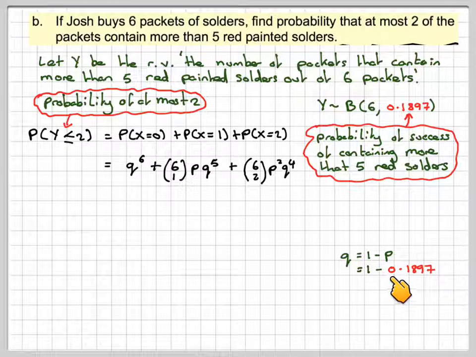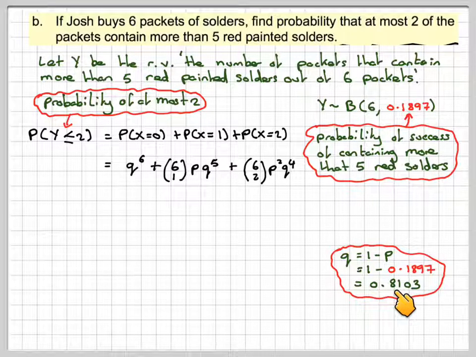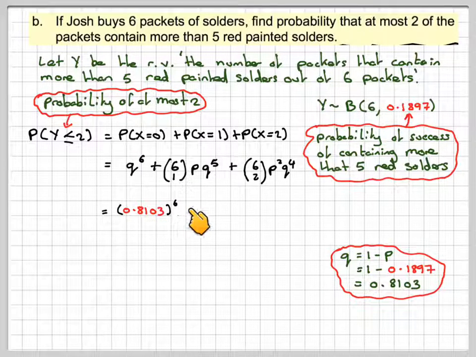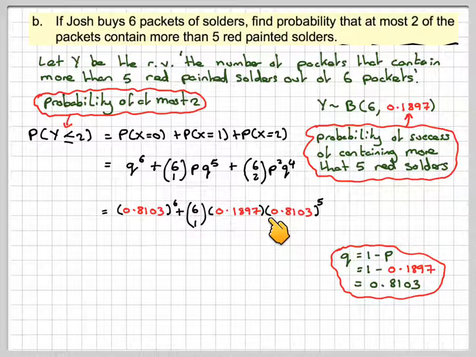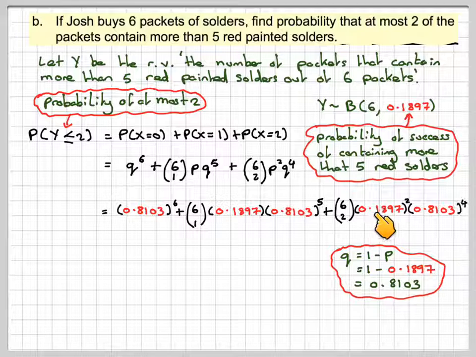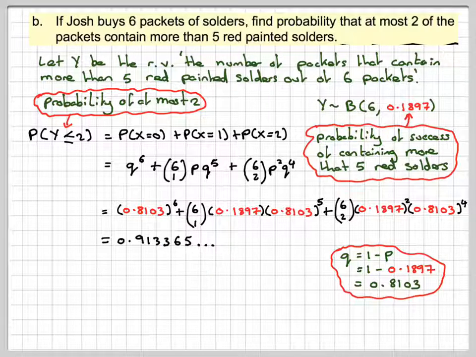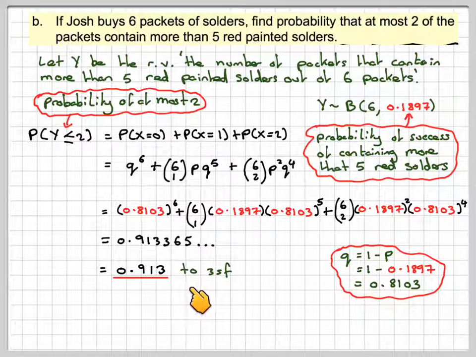which gives me 1 minus 0.1897, which gives me 0.8103. So putting those numbers in, we'd have to do 0.8103 to the power of 6, plus 6C1 times 0.1897 times 0.8103 to the 5, plus 6C2 times 0.1897 squared times 0.8103 to the 4. Now if you bash that on your calculator, you're going to get 0.913365, and then round that off to 3 significant figures to get 0.913 as your final answer.